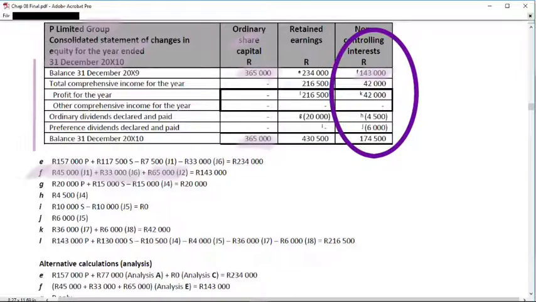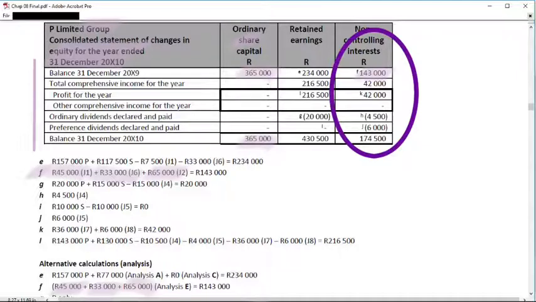Please remember, when it's in brackets, J1, J6, J2, it refers to the consolidation journal entries, so that you can see the effect of those consolidation journal entries on the line items. You can also use the analysis of equity, where all 3 amounts can be identified on your 2 analyses.